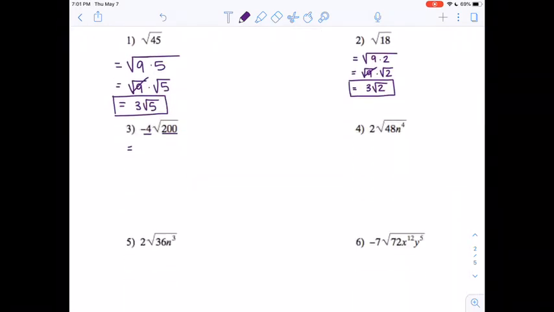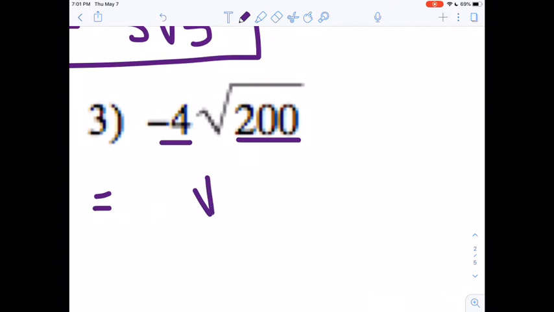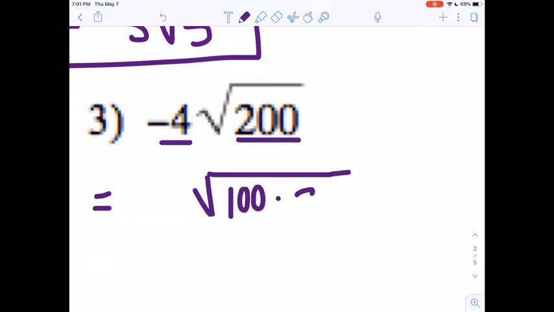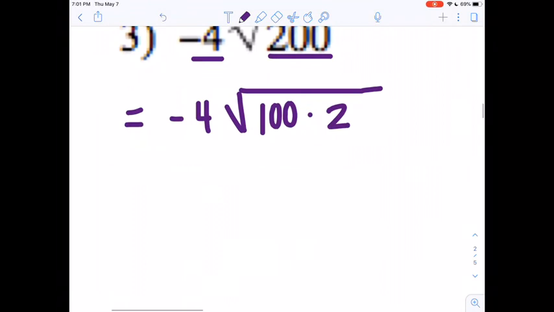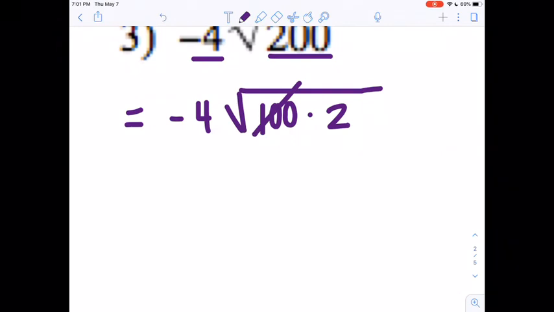So what I'm going to do is rewrite this as the square root of 100 times 2. Now, you don't have to take the separate step to write it as the square root of 100 and the square root of 2. You can leave it like this. And leave that negative 4 outside of that square root. Take the square root of 100, which is 10. So the 100 is now gone. It is not in that square root anymore.